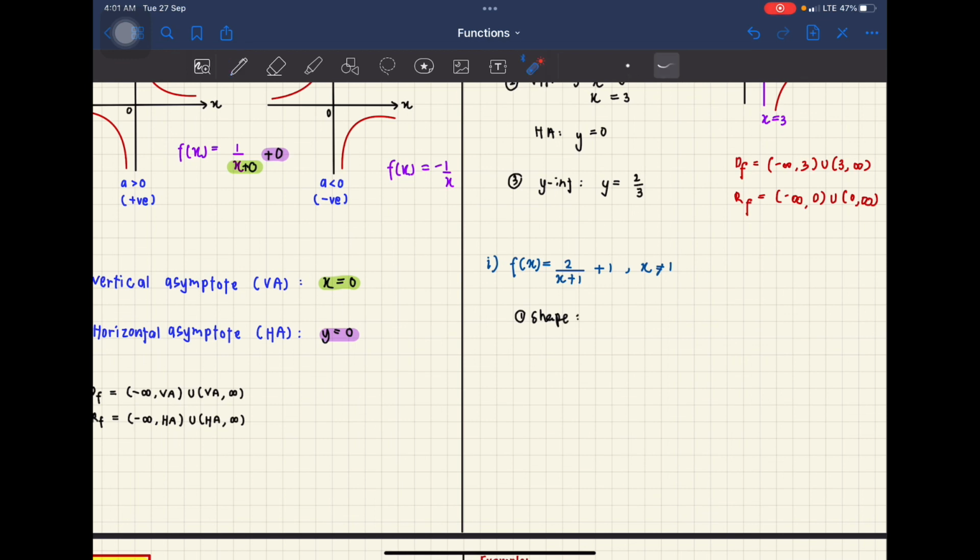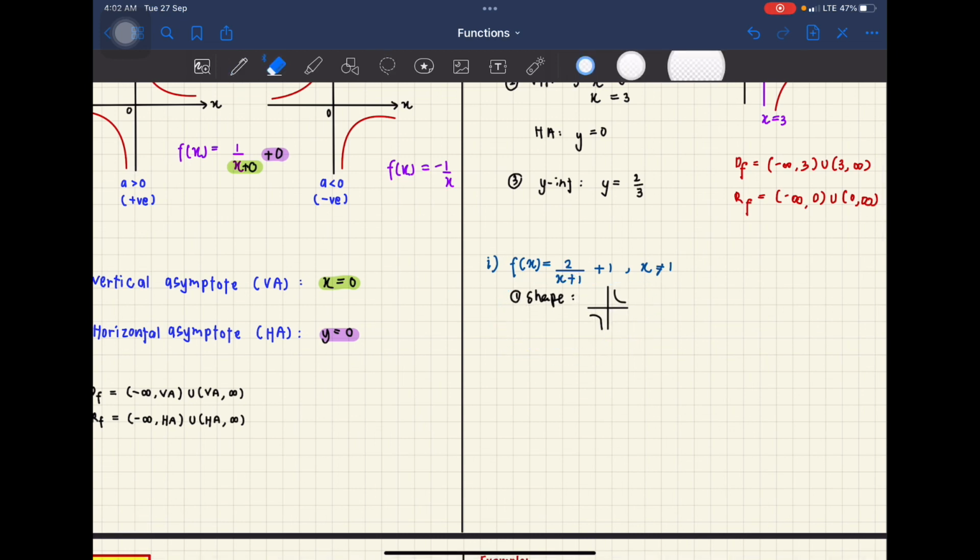Okay, so dekat sini depan x is a positive number. Okay, so maksudnya shape awak is going to be from quadrant 1 dengan quadrant 3 sebab dia positive. Okay, so that is your first step. Saya bawa ke atas sikit.